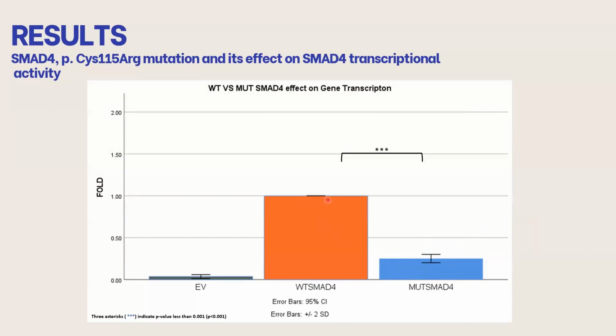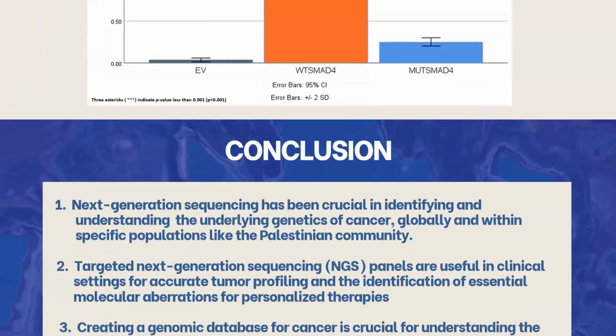As you can see here, it's the wild type SMAD4. It's at 1. The mutant SMAD4, they were obviously normalized against the empty vector or the backbone. The wild type SMAD4 is at 1, and the mutant SMAD4 is at 0.25. So the mutation that I have inserted decreased the SMAD4 transcriptional activity by 4-fold. And here, as you can see, the p-value is less than 0.001, which is very significant.